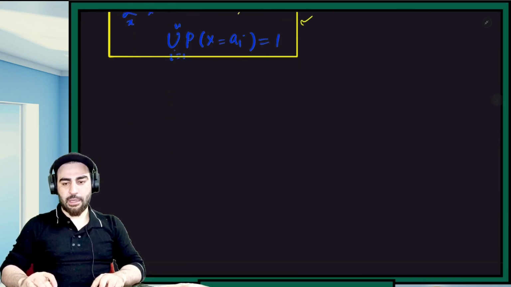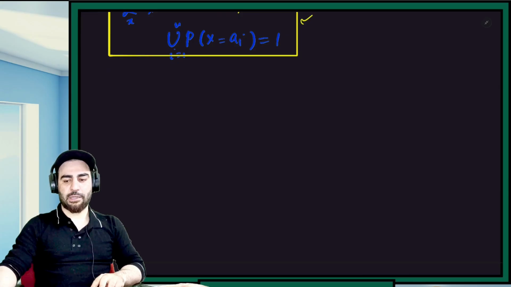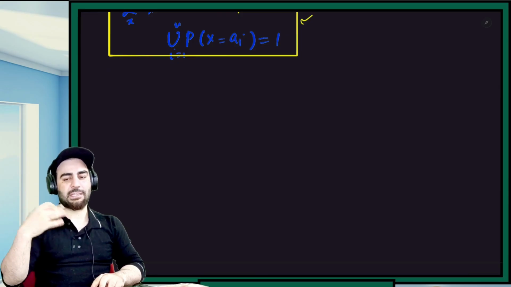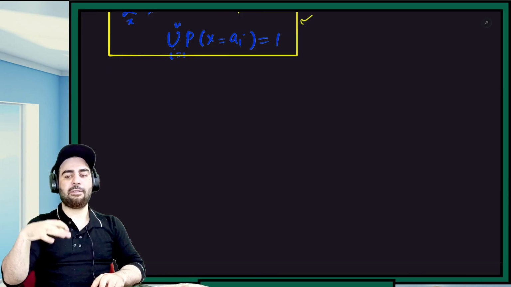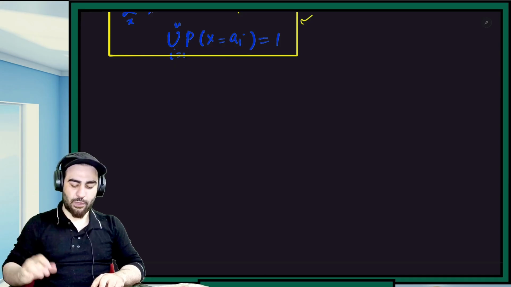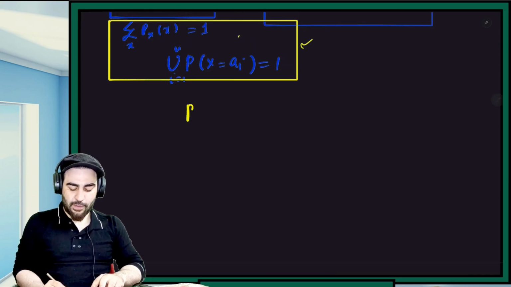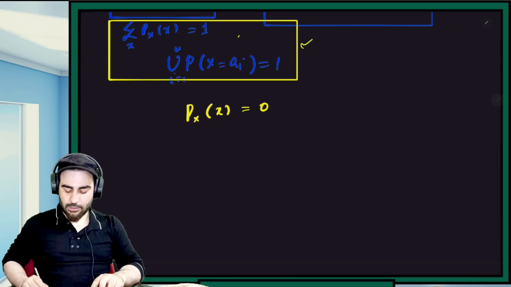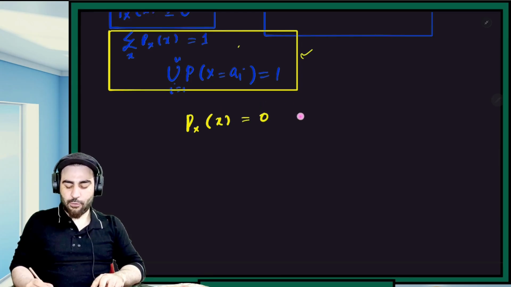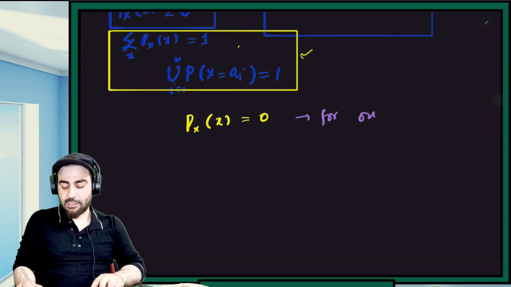Okay. And it's only defined for specific points. Let's suppose PMF is defined for distinct values of x. So for anywhere in x which is not in the range, we assume this to be 0. So P of x is equal to 0 for outside the range.